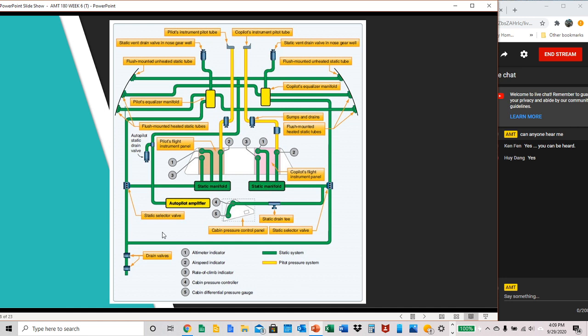You have your selector valves, cabin pressure control panel, static drain tee, and this is also telling you which lines are your static system and which are your pitot pressure system. You also have a good diagram of your instruments here, so it lists them for your pilot and co-pilot. So definitely a diagram to look at before you do the pitot-static checkout.